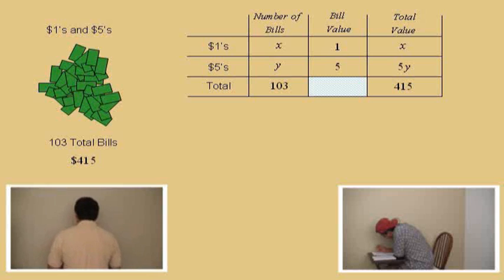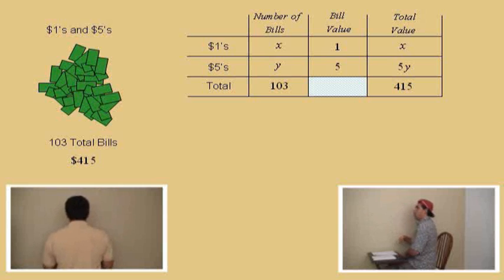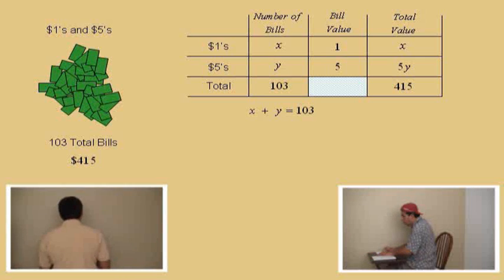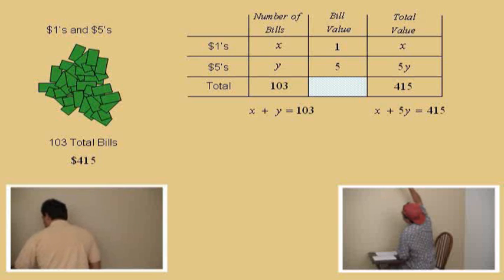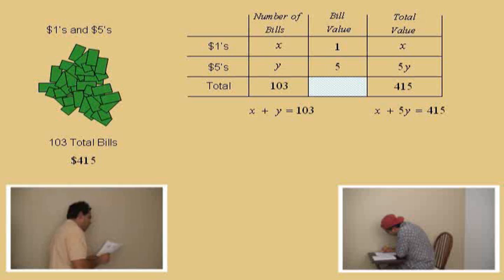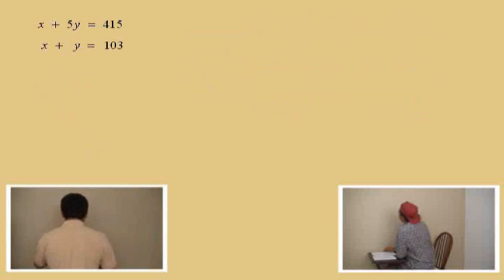So, here we go, Charlie. The equation that we get from the number of bills is what? The number of ones plus number of fives has to equal how many bills, Charlie? 103. 103, so that gives us our equation, X plus Y equals 103. Now, the total value from the ones plus the total value from the fives equals the total value of all the money. So what's our equation from that one? X plus 5y equals 415. X plus 5y equals 415. Very nice. Okay, so now, here's our linear system. We'll go ahead and list our equations right here.